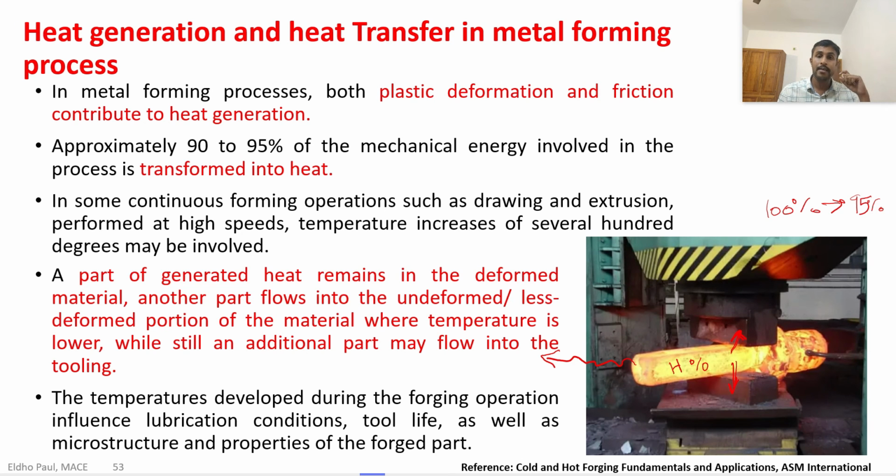One main source of heat generation is friction. There will be friction between the die and the workpiece. During the plastic deformation, there will be some expansion and contraction, so there will be sliding between the workpiece and die. This sliding generates frictional heat. That is also a source of heat during metal forming. We can use lubrication to reduce the heat developed in the deformation zone. This heat development affects the tool life. The die life will decrease, and it also affects the microstructural properties of the forged parts. So we have to control the heat generated during the metal forming process.